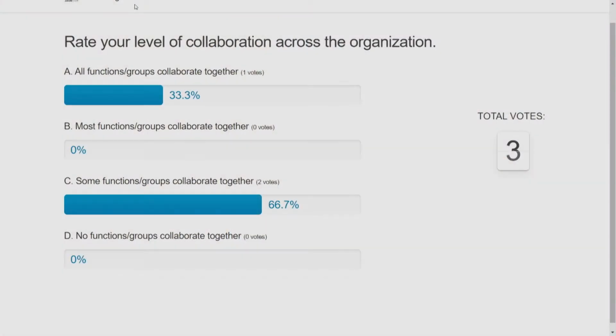So this question is, rate your level of collaboration across your organization. So all functions and groups collaborate together. We have most functions collaborate together, or some functions do, or no functions collaborate together.